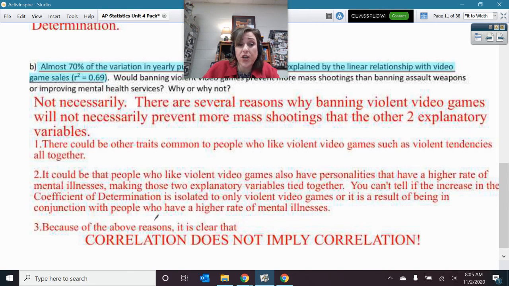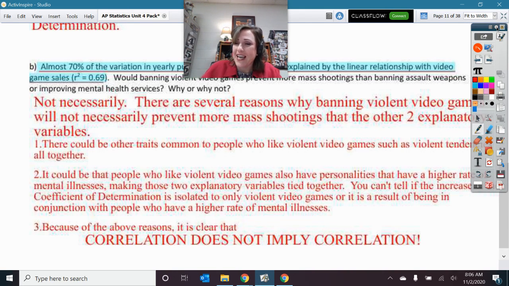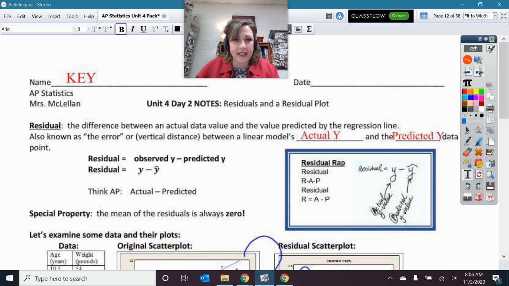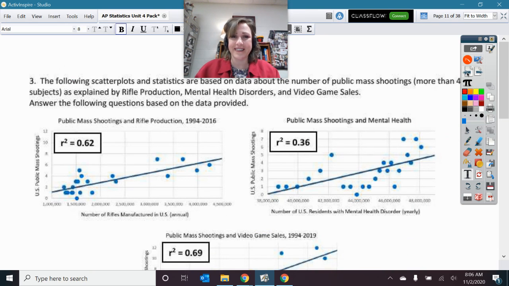The main thing is that just because there is a high correlation, you cannot say causation. Someone wrote that correlation does not imply correlation. That's not correct. Correlation does not imply causation. So causation is what should be right there. There is what we were supposed to get on that. Is that all that we had there? Yes, it is. And then we did our day 2 notes next. All right, hope you did well on that.